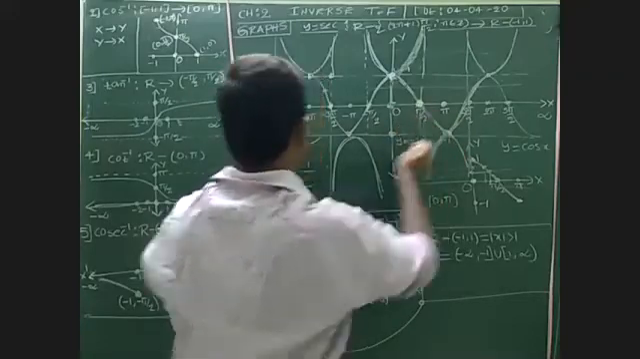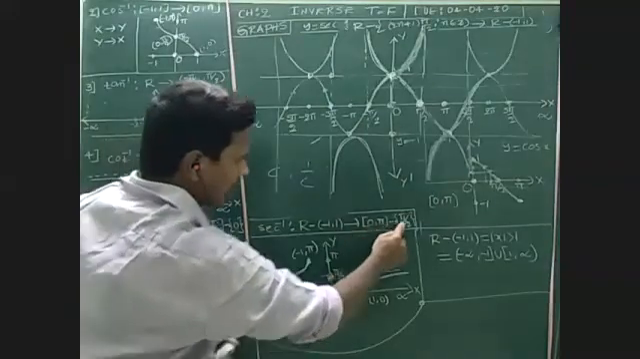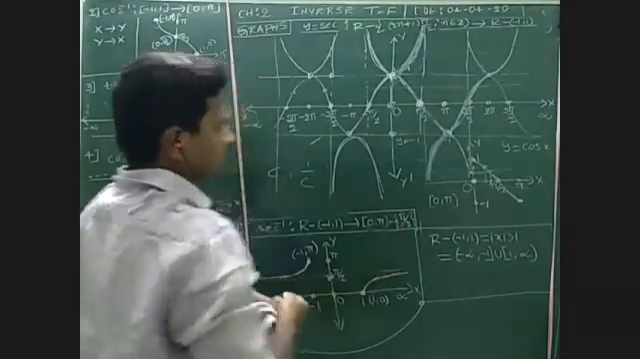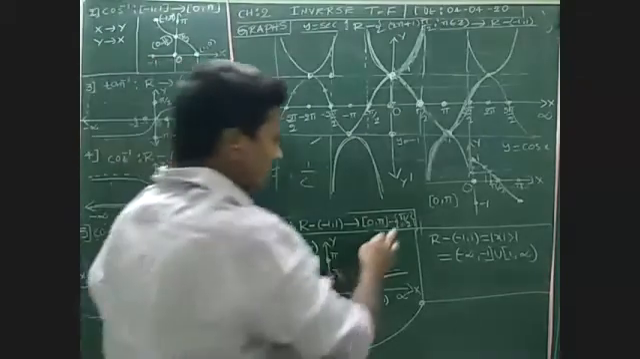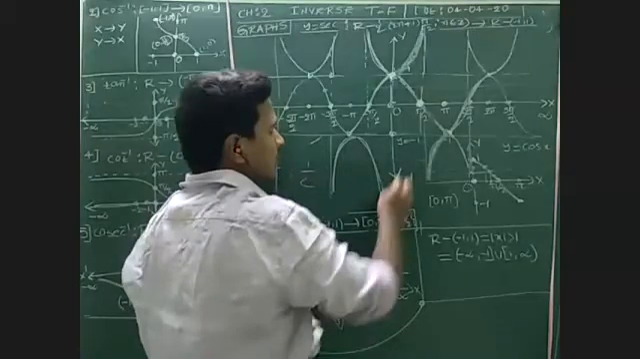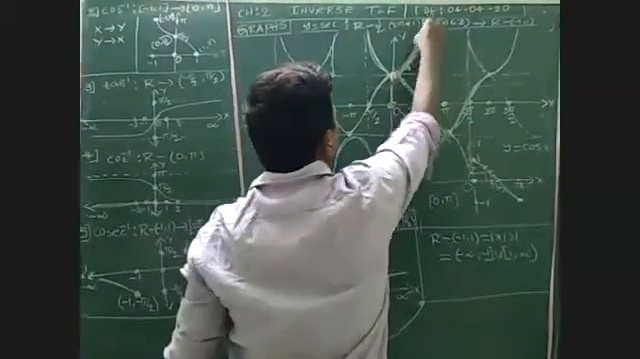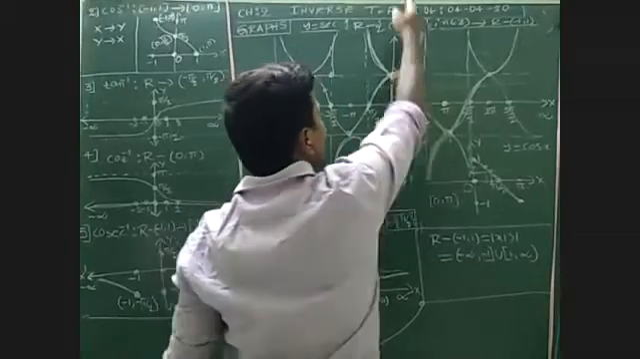0 to 180 only. So look at here, 0 to 180 except 90. Why is it except 90? Because if we take 90, at 90 secant theta, the curve goes to infinity.